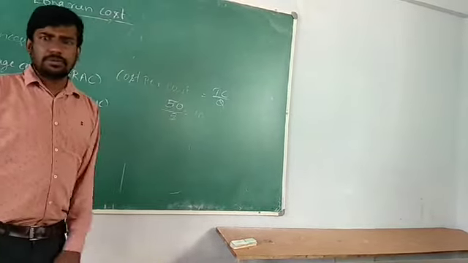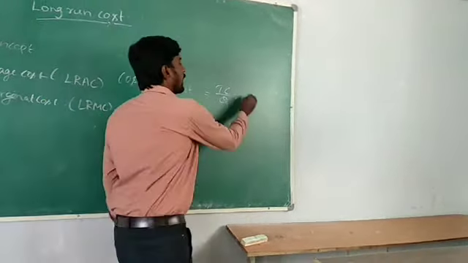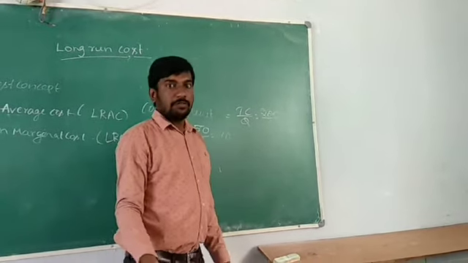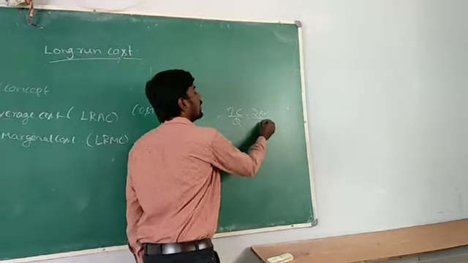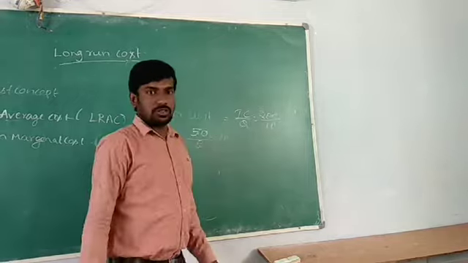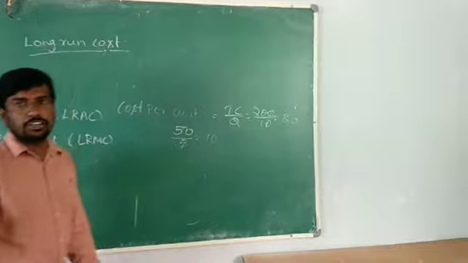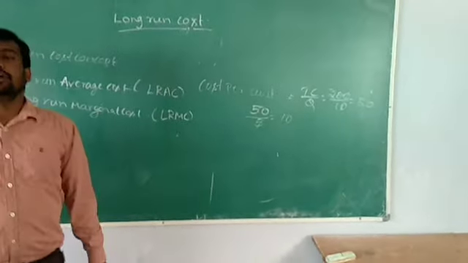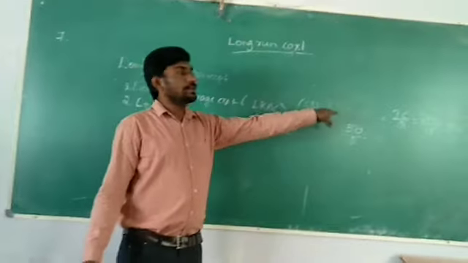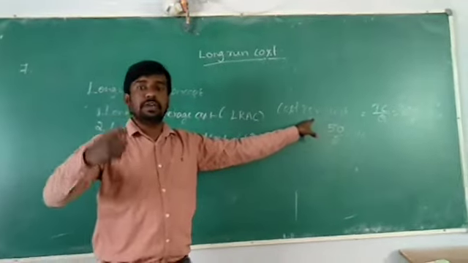You can take any example here. Suppose your total cost is 200. You have spent 200 for a production, and then you have produced 10 units of a commodity. So here the long run average cost is 20. To produce 1 unit of output, you are spending 20 rupees. So here I give the meaning: cost per unit. To produce 1 unit of commodity, how much cost you have to bear for it.